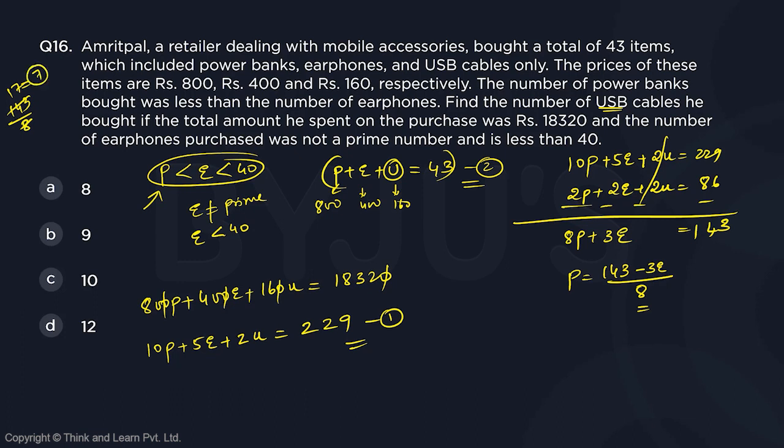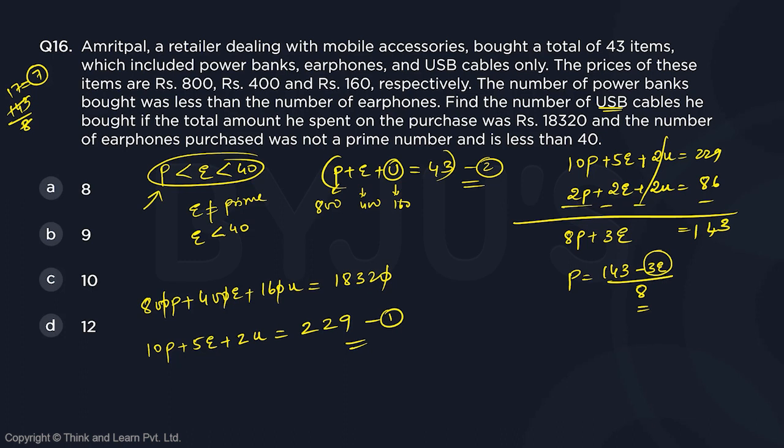So if the remainder here is 7, then this part 3E when divided by 8 should also leave a remainder 7, so that the remainders cancel out and P will be an integer. Because remember, P, E and U are whole numbers. They are real numbers and integers. They cannot be fractions. So what could be the value of E, so that 3E when divided by 8 will give you a remainder of 7? That's basically what you're looking at.